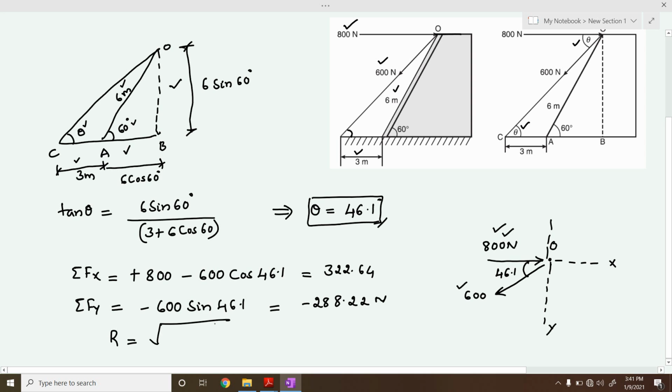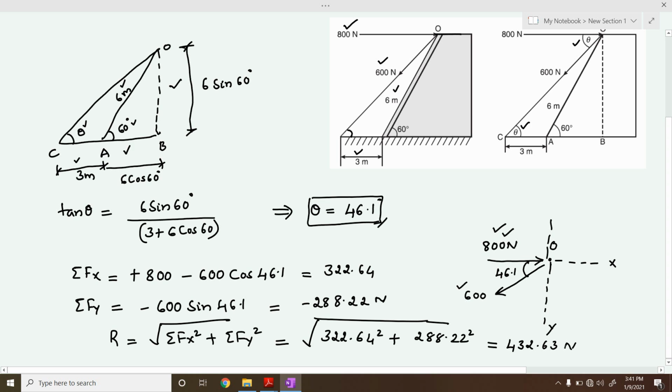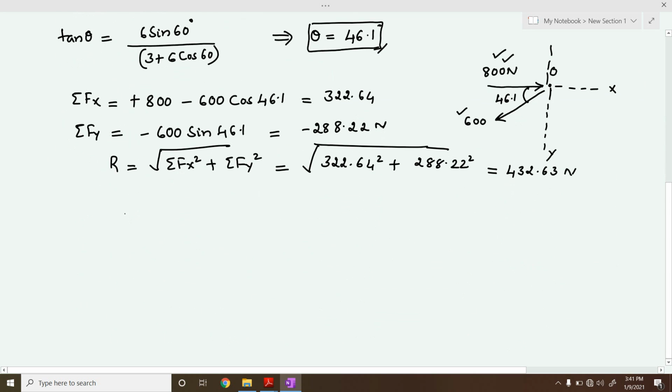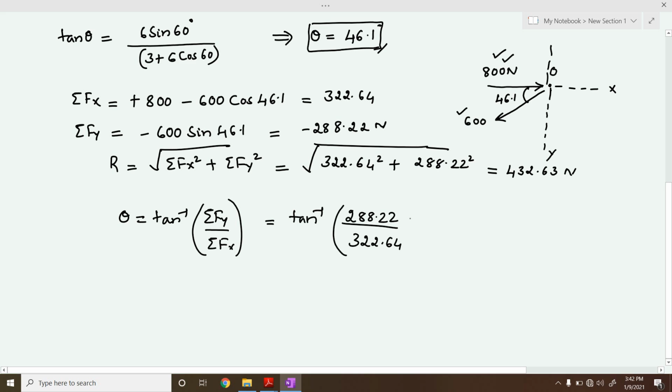Next, based on this, we can calculate the value of R. R will be equal to the square root of summation of Fx squared plus summation of Fy squared. So this will be the square root of 322.64 squared plus 288.22 squared. Finally, if you simplify this, we get 432.63 Newtons. Then next we have to calculate the angle theta. Theta will be equal to tan inverse of summation of Fy divided by summation of Fx, that is tan inverse of 288.22 divided by 322.64. Therefore this theta value will be equal to 41.77 degrees.